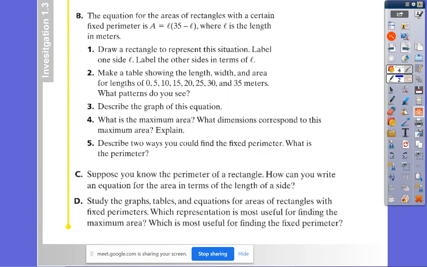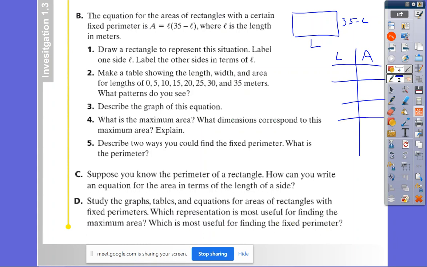Now, when we look at B, we have an equation. We're stuck with the same rectangle. We have L and 35 minus L. And we're going to make a table. This time, I'm just going to go with length and area because I seem to have trouble with the width anyways. I'm going to start at 0 and count by 5s again.